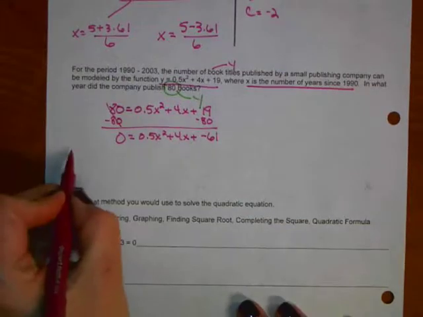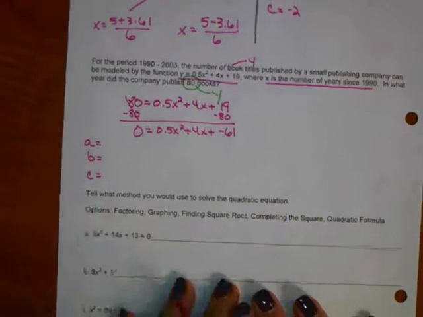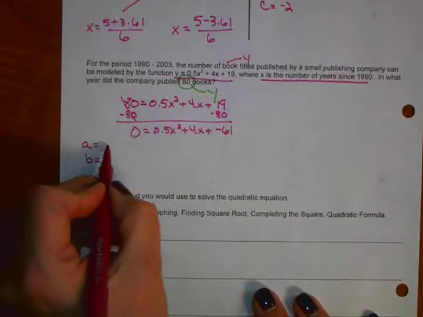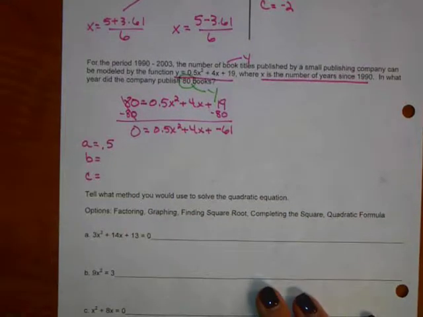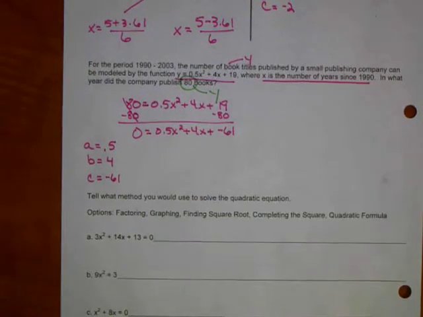First thing I'm going to do is identify what? A, B, and C. Absolutely. My A, I'm just going to write as 0.5. My B is 4, and my C is negative 61. Don't be frightened by that. That's okay. You could still use a quadratic formula.